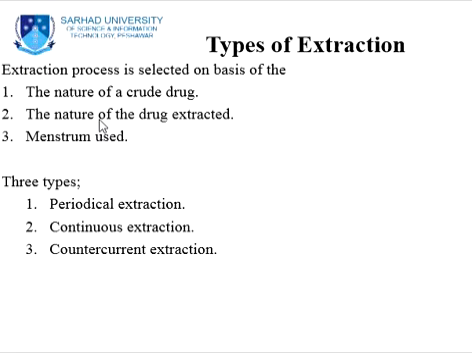For example, some crude drugs are heat labile, and some are heat stable, so components of the drug will be processed by different techniques. And thirdly, the extraction process is selected on the basis of the menstruum used during the extraction process. So the extraction process is mainly divided into three types: number one, periodical extraction; number two, continuous extraction; and number three, countercurrent extraction.